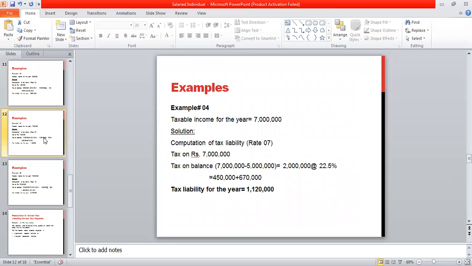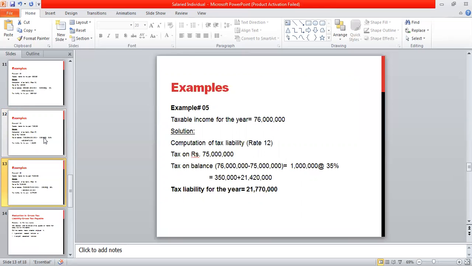Here 7 million minus 5 million is equal to 2 million, and on this amount we calculate 22.5%. 6,70,000, which is compulsory to add with the 5 lakh, we have our answer. Tax liability for the year 1,120,000.